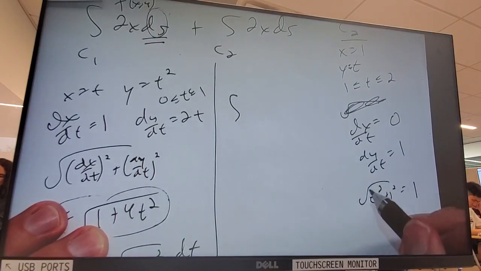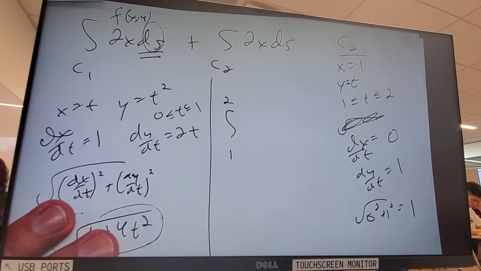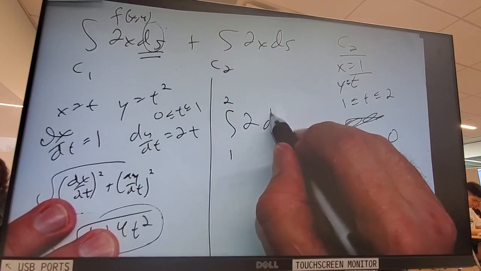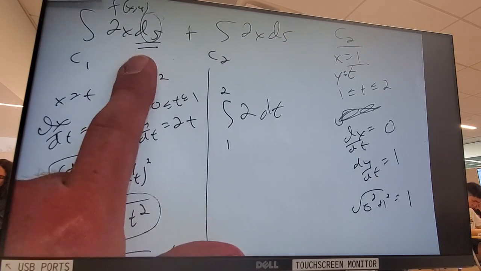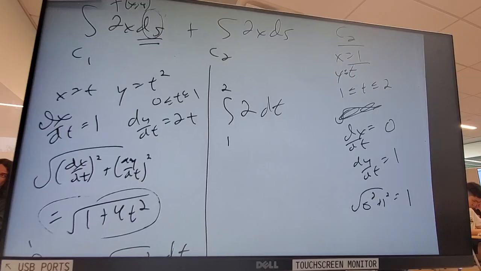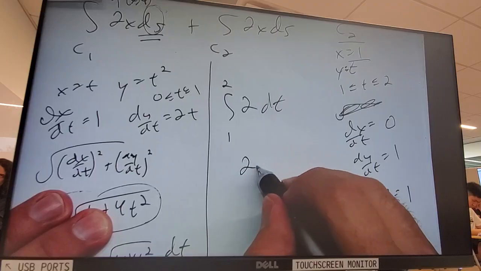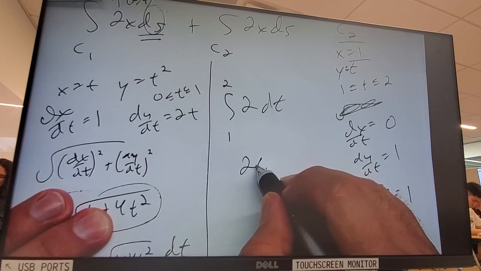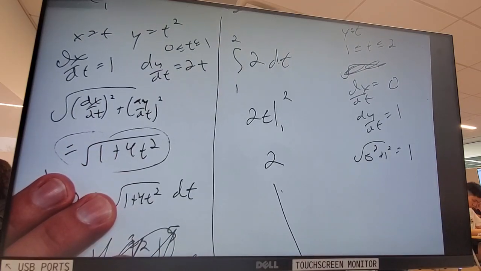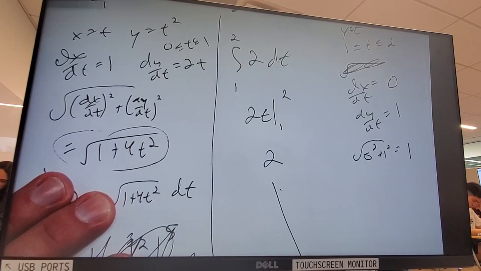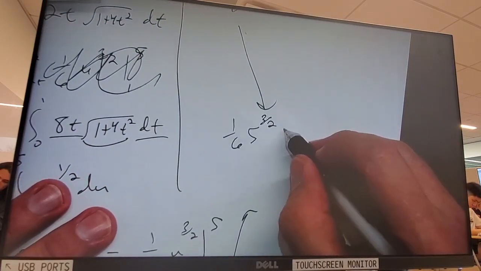So this becomes the integral from what to what? 1 to 2. 2x. And what's x? X is 1, so this is 2 times dt. Now, if I would have really been smart, I should have said, you do this one, I'll do this one. I'll do half. So what does this become? 2. True, but 2t from 1 to 2. That'll be 4 minus 2 is 2. So then your end result is 1/6 times 5 to the 3/2, minus 1/6 plus 2, which is 11/6.